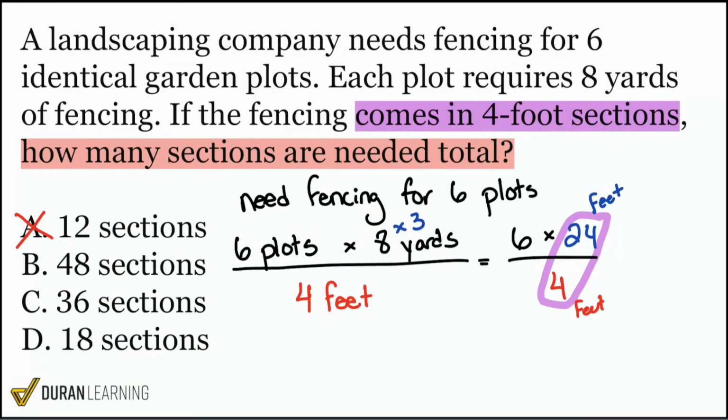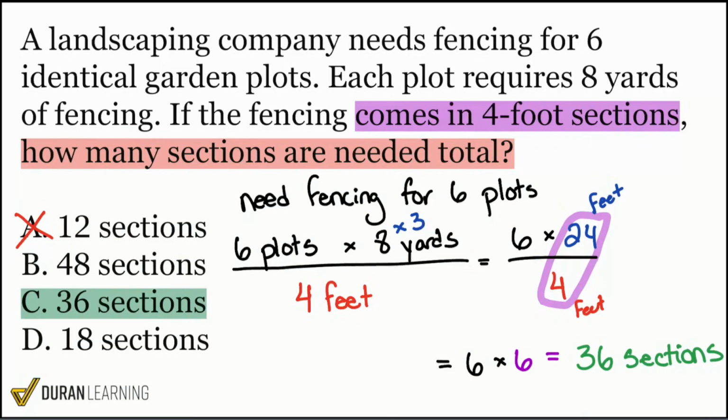Oh, look at that. So this ends up becoming 6 multiplied by 6. And everyone, what's 6 times 6? Oh, look at that. 36 sections. And there is our correct answer. It was not A, 12 sections, but it was C, 36 sections.